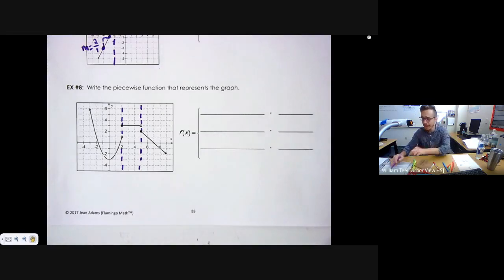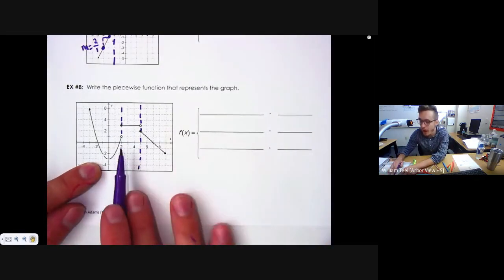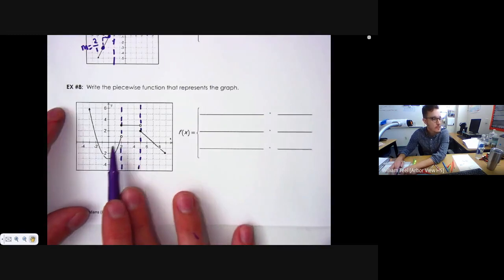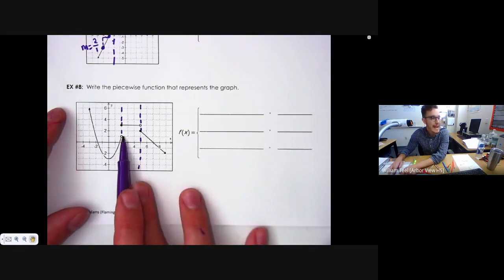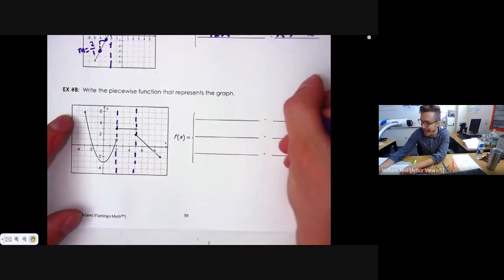So let's look at the left-hand side first. The left-hand side of this graph is going to be for all values that are less than 2. And then once again, that is going to be an open dot here, so that means that we are going to have just a less than sign. So for the first part of this, I'm going to say x is less than 2.